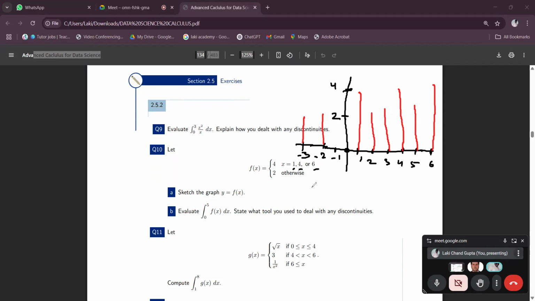Not only this point, even this point also will be 2. 1.5, 1.6, right? So it's going to be like a straight line. It looks like this. So all these points will be 2, but only at 1, 4, and 6 it will be at 4.